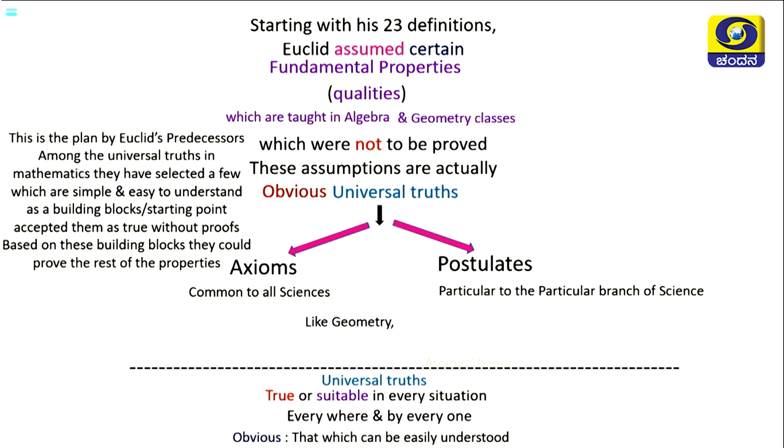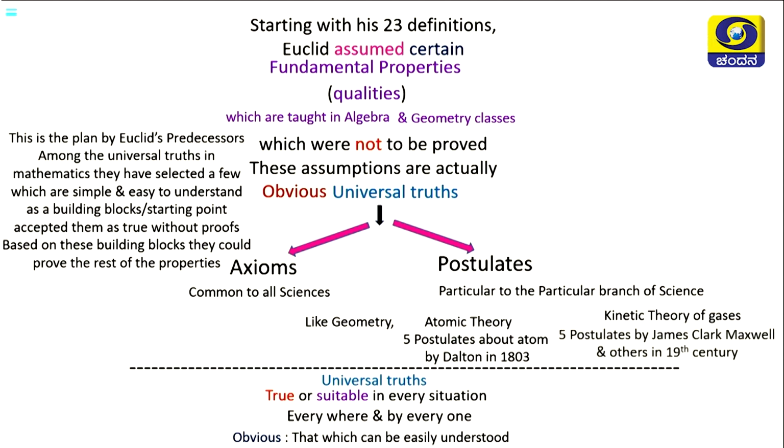To give 2 more examples, in atomic theory, we have 5 postulates about the atom by John Dalton in 1803, and another example is the kinetic theory of gases, which has 5 postulates by James Clerk Maxwell and others in the 19th century. So, obvious universal truths they have classified into two categories, axioms and postulates.